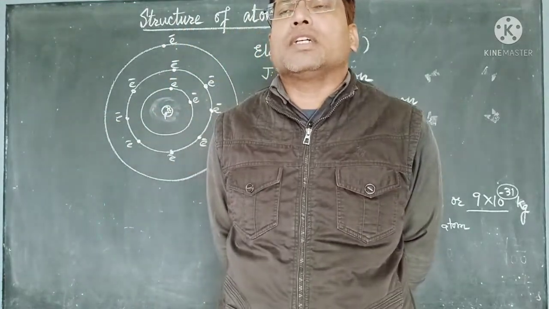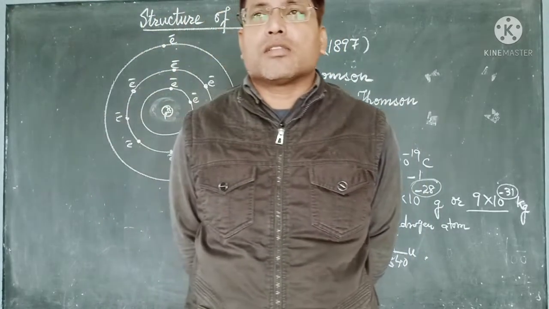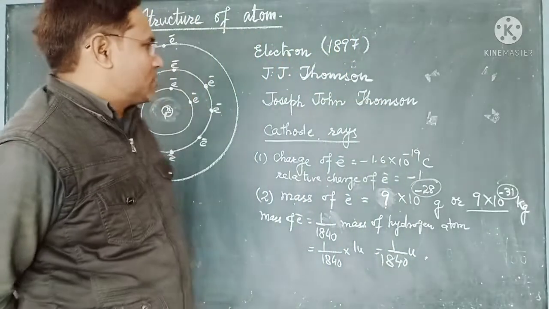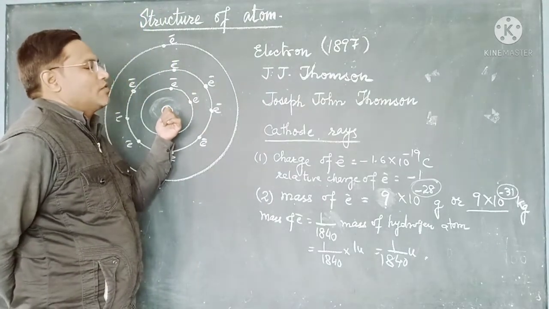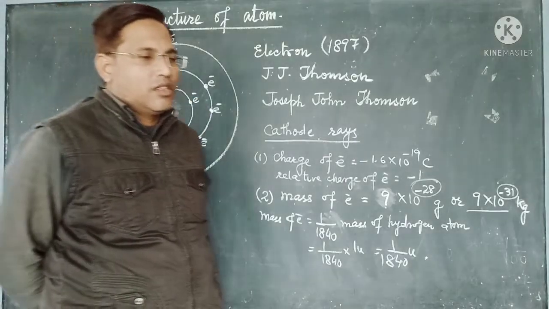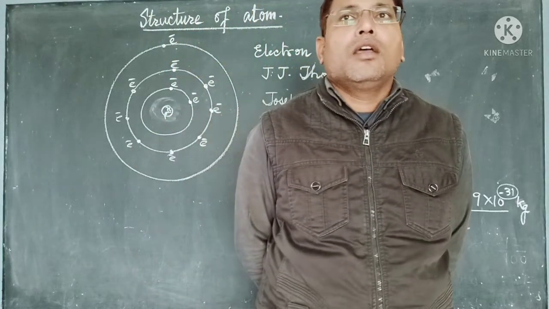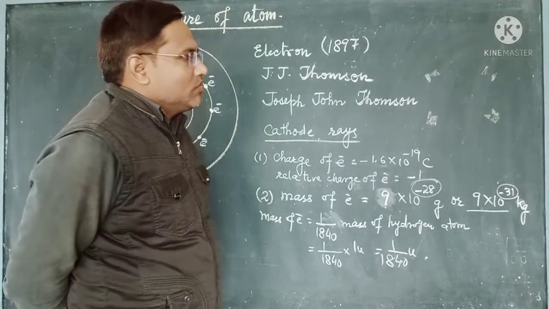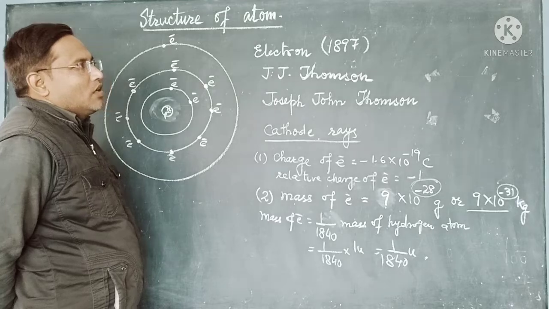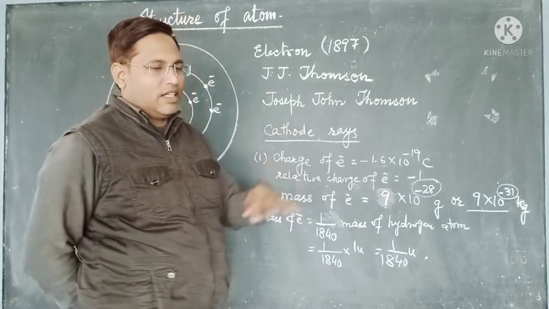It is almost negligible. That's why it is said that the mass of an atom is wholly concentrated in the nucleus, because of the mass of neutrons and protons. The mass of an electron does not play much role in the mass of the atom. And in an atom, the number of electrons and protons are equal, so an atom as a whole is neutral. About this we will study later.